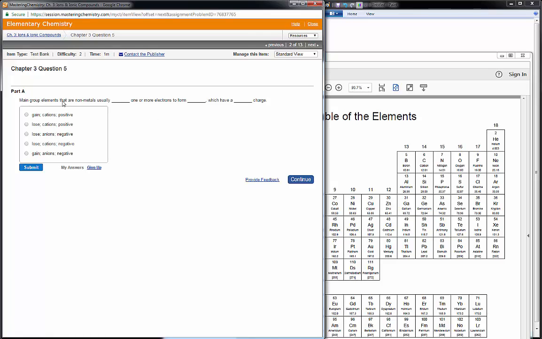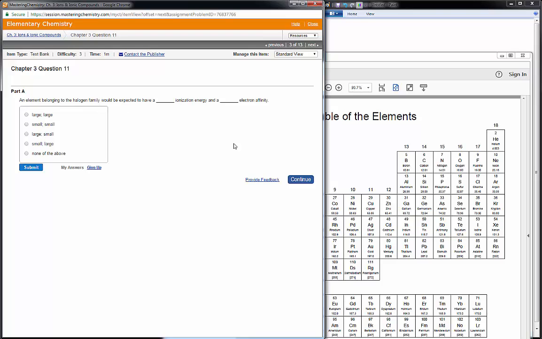All right, main group elements that are nonmetals. Nonmetals are over here, this side. They usually gain electrons to be like the closest noble gases because they're closer to this side of the periodic table. So they're going to gain electrons. That makes them negatively charged ions, which are called anions. So they gain electrons to form anions, and anions have a negative charge.